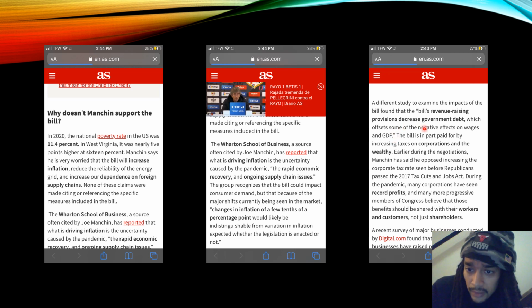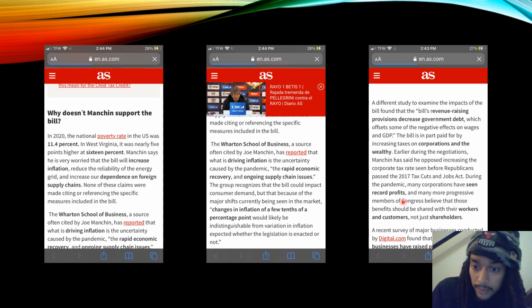A different study to examine the impacts of the bill found that the bill's revenue-raising provisions decreased government debt, which offsets some of the negative effects on wages and GDP. The bill is in part paid for by increasing taxes on corporations and the wealthy. Earlier, during the negotiation, Manchin has said he opposed increasing corporate tax seen before Republicans passed the 2017 tax cuts.